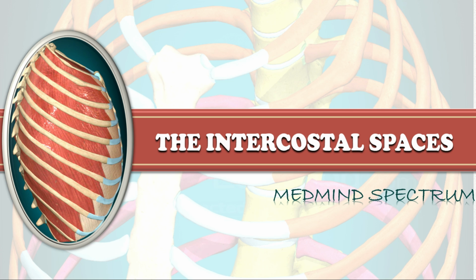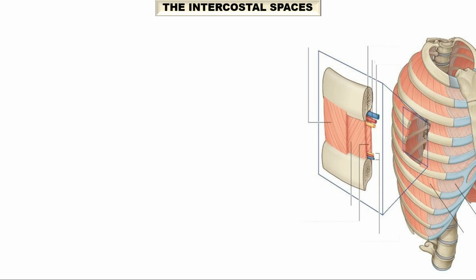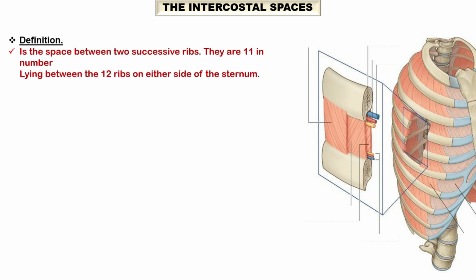In this video, you will learn about the intercostal spaces. These are found in the thorax, and we shall learn about their contents, what they are, and what structures pass through these particular spaces. To begin with, as an introduction, we shall define the intercostal spaces. These are spaces between two successive ribs. And now, because we know that we have 12 pairs of ribs, which are on either side of the sternum, these 12 pairs of ribs can only create 11 spaces between them, and that means we have 11 intercostal spaces.